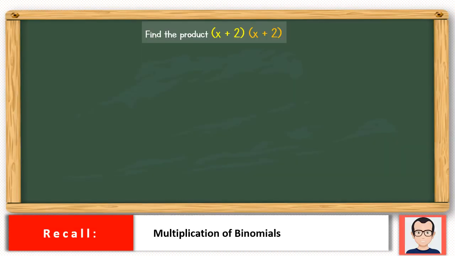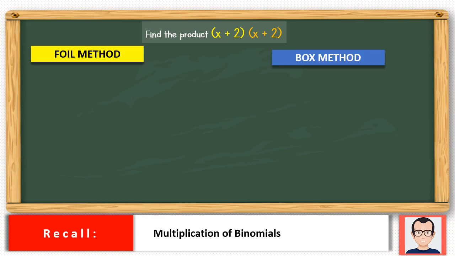For our quick review, let's tackle multiplication of binomials. Here I will present two ways: the FOIL method and the box method. Let us work first on the FOIL method, which is an acronym itself. We find the product of terms based on their location. We start with the first term, x times x, which is equal to x squared.